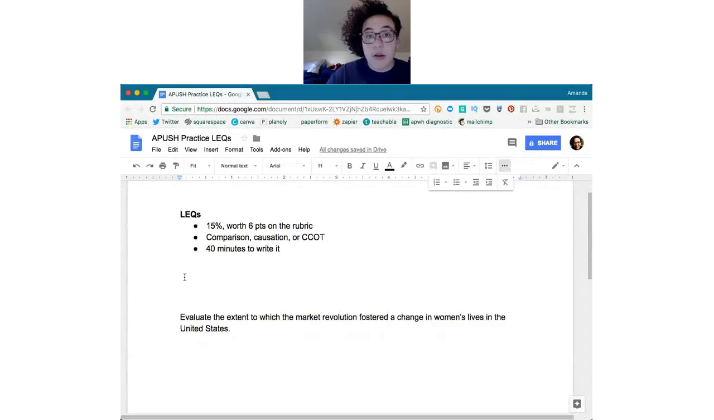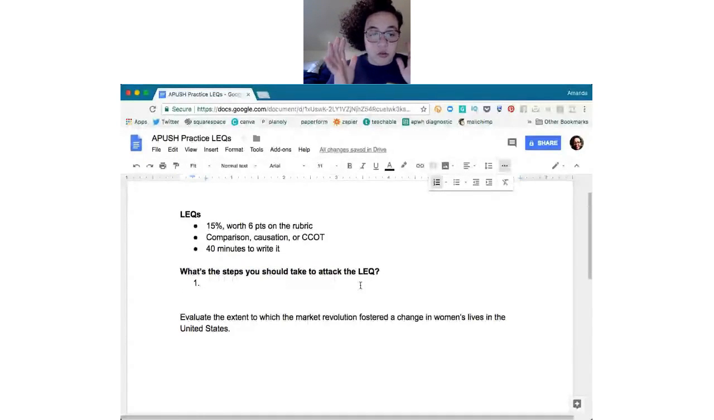In terms of how do you attack an LEQ, what are the steps you should take to attack the LEQ? And this is the order in which you should do them. And then we're going to do all those steps together, or as many as we can. Your very first step, when you sit down and you're ready to write the LEQ, is to read the prompt and break it down so you understand it.